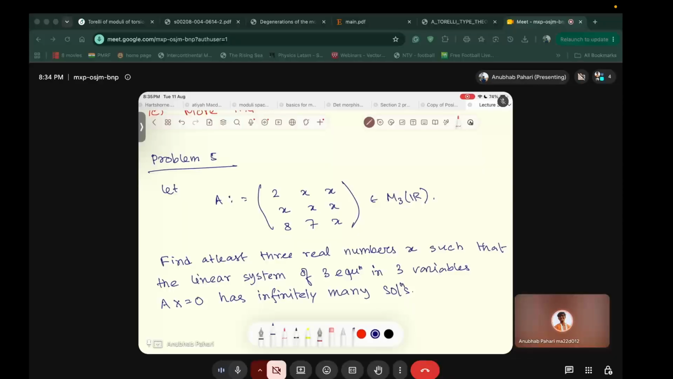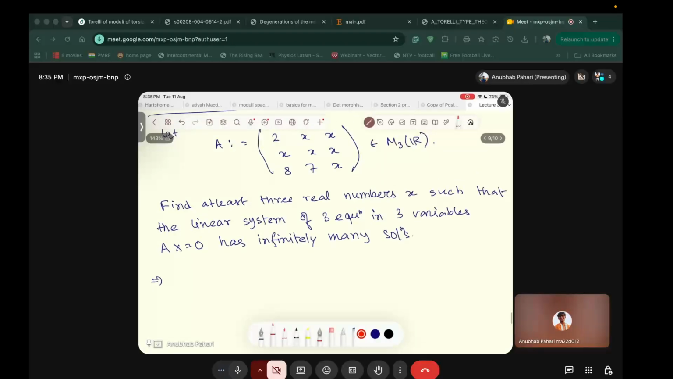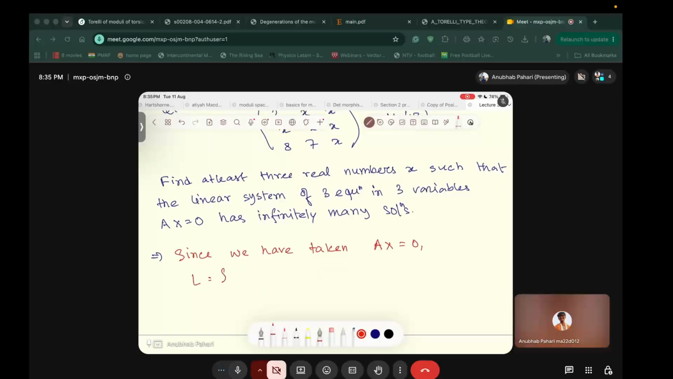Okay, so let us start this solution. Since we have taken Ax equals 0, L, which is the solution space of Ax equals 0, is a subspace of R3, right? We have seen this in the previous class.